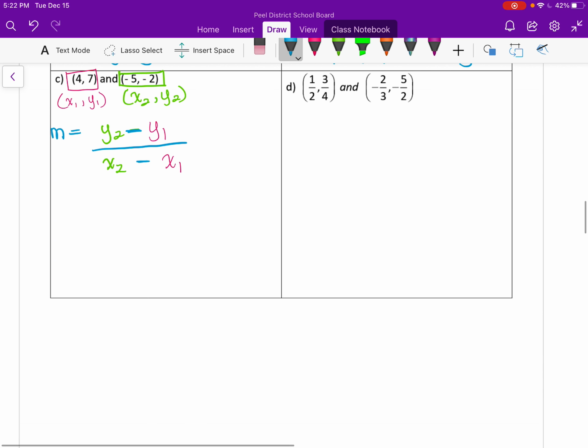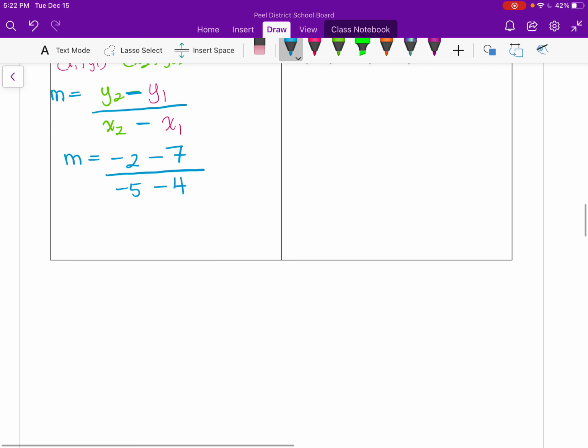Okay. So I'm just going to go back and plug in my values. So I have negative 2 minus 4 divided by negative 2 minus, oops, sorry. This should be negative 2 minus 7. That's why you've got to be careful. So then I have negative 5 minus 4. Negative 2 minus 7 is going to be negative 9, divided by negative 5 minus negative 4, which is going to be negative 9. Negative 9 divided by negative 9, the negatives cancel out, the 9 and the 9 cancel out, so I'm left with positive 1.